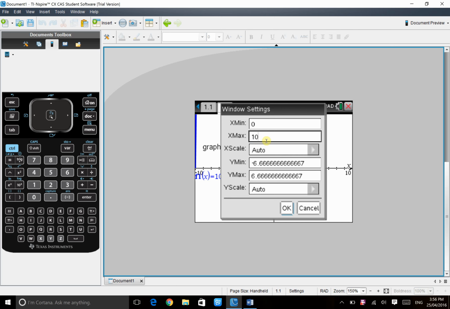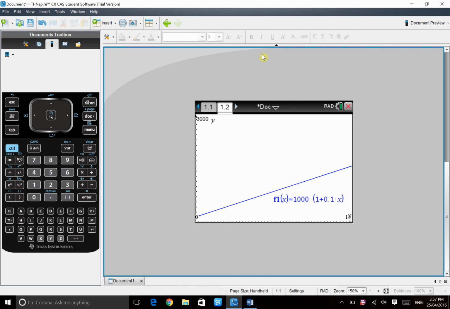So I want to see what happens in 10 years' time. Let's say your y minimum, the lowest value is 1,000, so let's make that 900. So what is your y max? It's $1,000, but it grows every year. Maybe I just try 3,000 to see what happens. Let's press enter. Okay, you can see a straight line here.